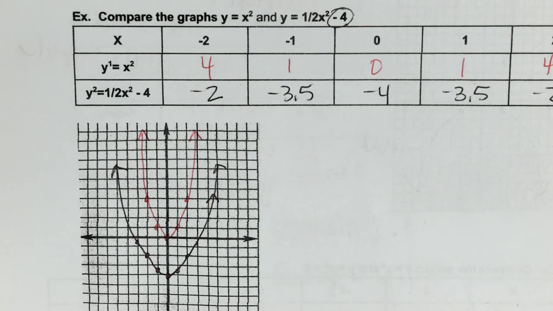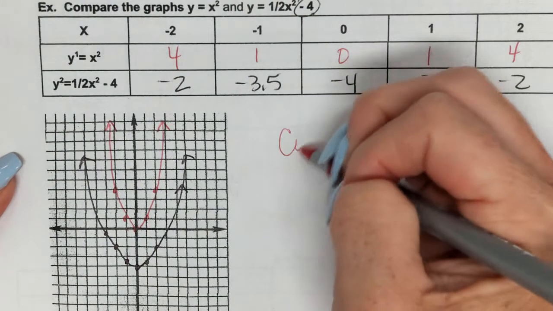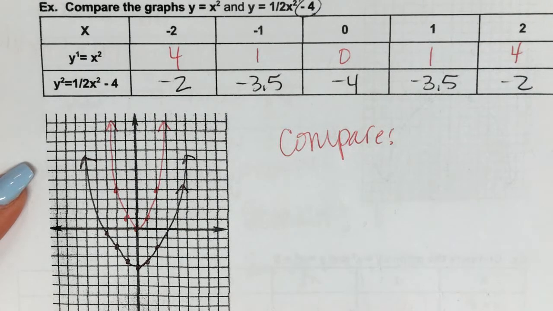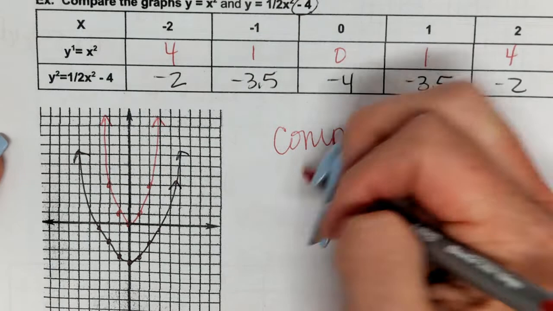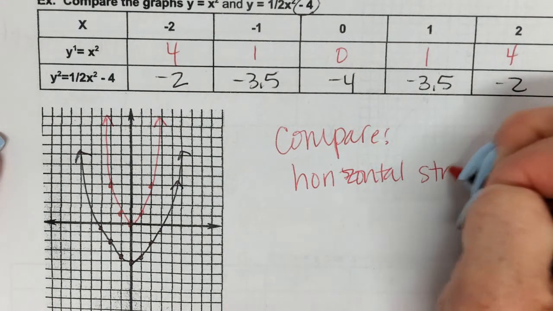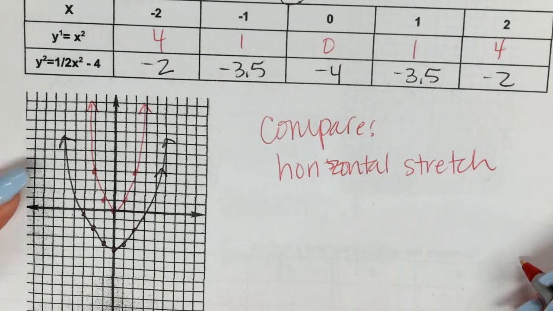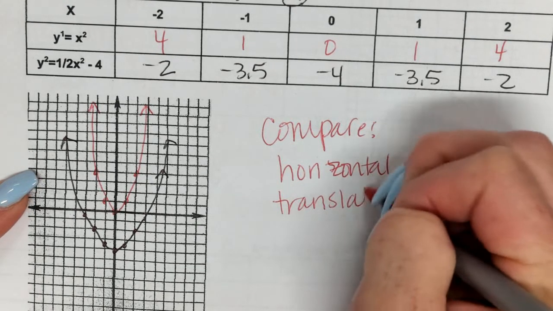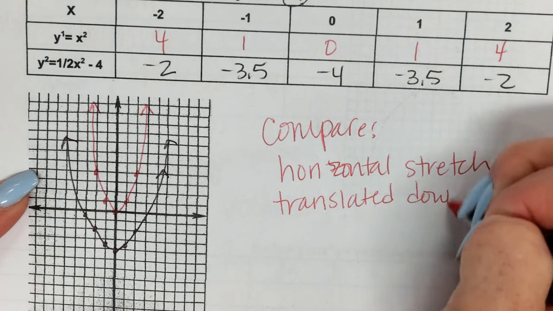So do y'all know how to compare? What would I write for the comparison? So horizontal stretch. Is that it? And it translated down 4.